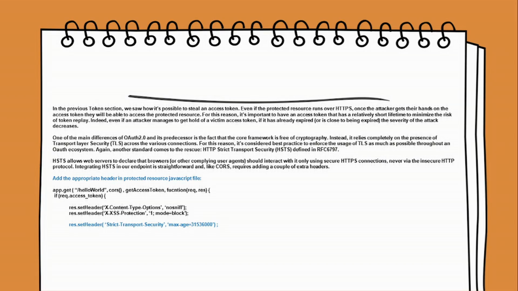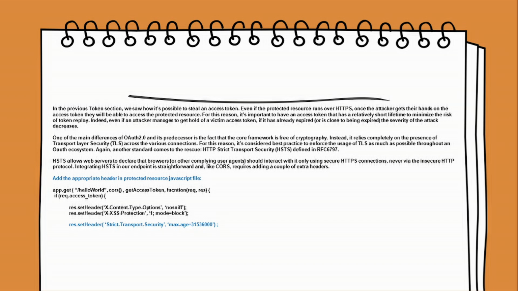Let's discuss the last section of this part 3, 55, the protected resource vulnerabilities, that is token replay. In the previous token section, we saw how it is possible to steal an access token even if the protected resource runs over HTTPS. Once the attacker gets their hands on the access token, they will be able to access the protected resource. For this reason, it is important to have an access token that has a relatively short lifetime to minimize the risk of token replay. So we are already putting that, right?